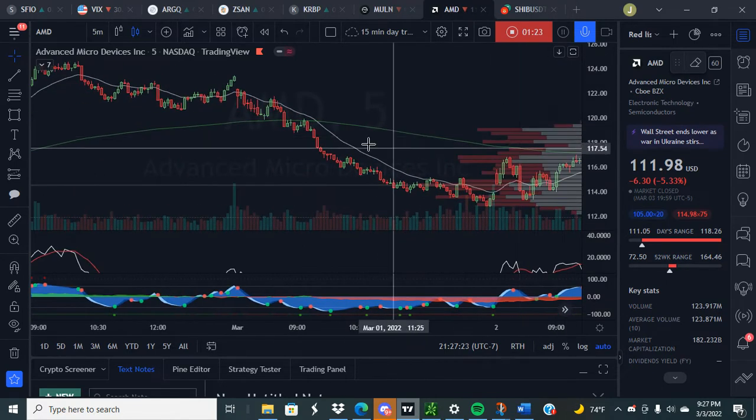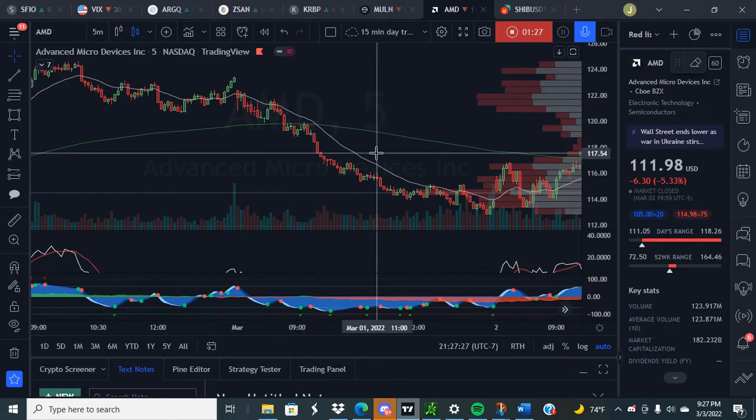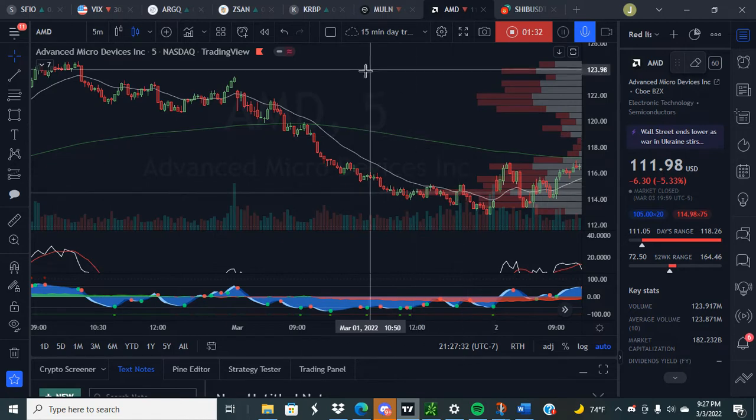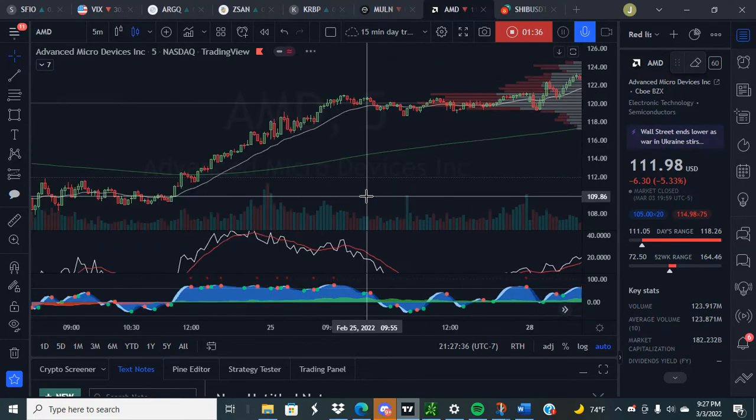Let's find another example. Here we go. We got the 50 EMA crossing below the 200 EMA at 119.7, and you're getting out once that is reclaimed at 114.55. Let's find one more example here on AMD.